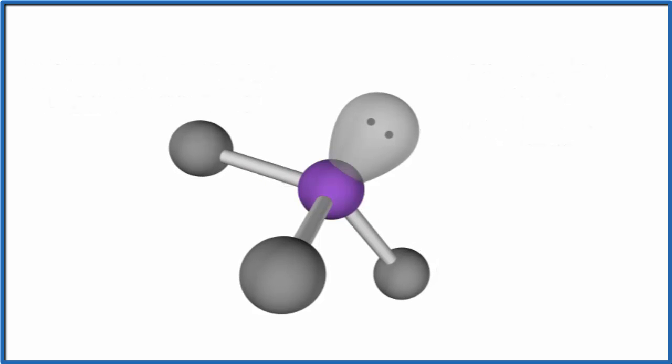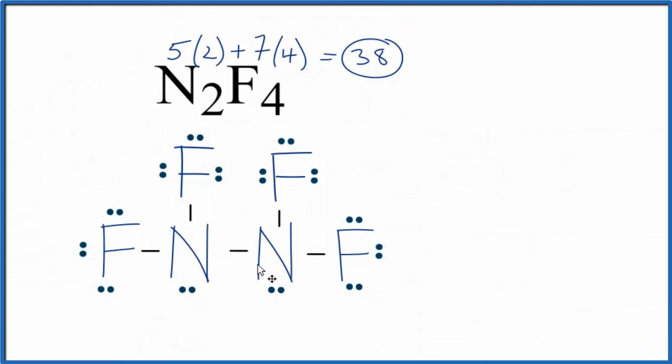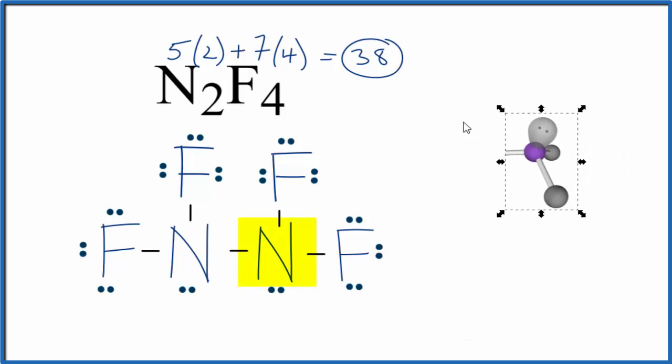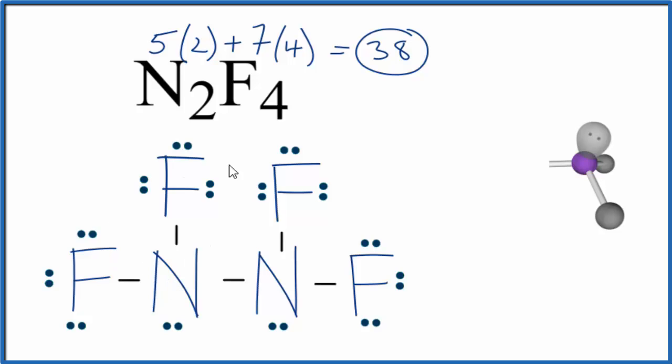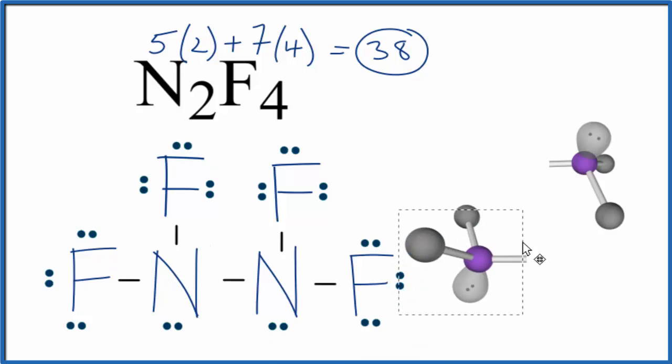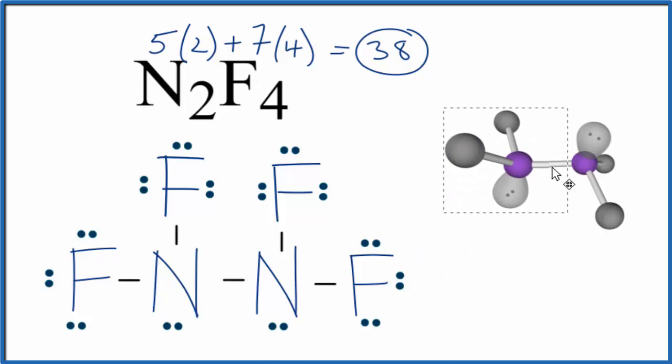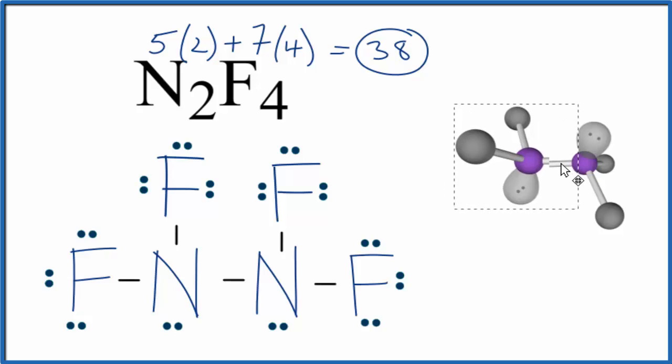Let's go back to our Lewis structure. So if we look at our nitrogen right here, we kind of think of it like this. We have this lone pair here, fluorine, fluorine, and this goes to all of this over here. We also have the same thing on this side. So we could put that like this here. You can see the 2 nitrogens bonded together. This is our molecular geometry.